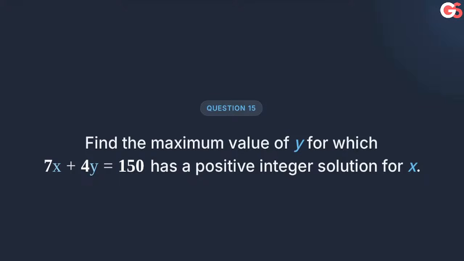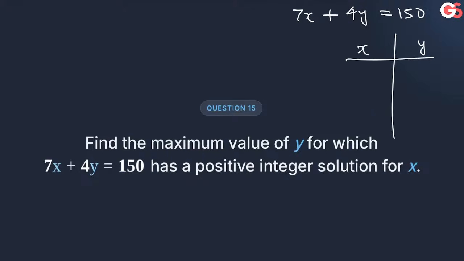Maximum value of y for which this has a positive integer solution for x. 7x plus 4y is equal to 150. You can just find it out. मैक्सिमम वैल्यू ऑफ y मतलब x को मिनिमाइज करना है, कम से कम x क्या होगा? तो क्या करेंगे? y is equal to (150 minus 7x) by 4. If you write that, so you will get 148 plus 2, right?